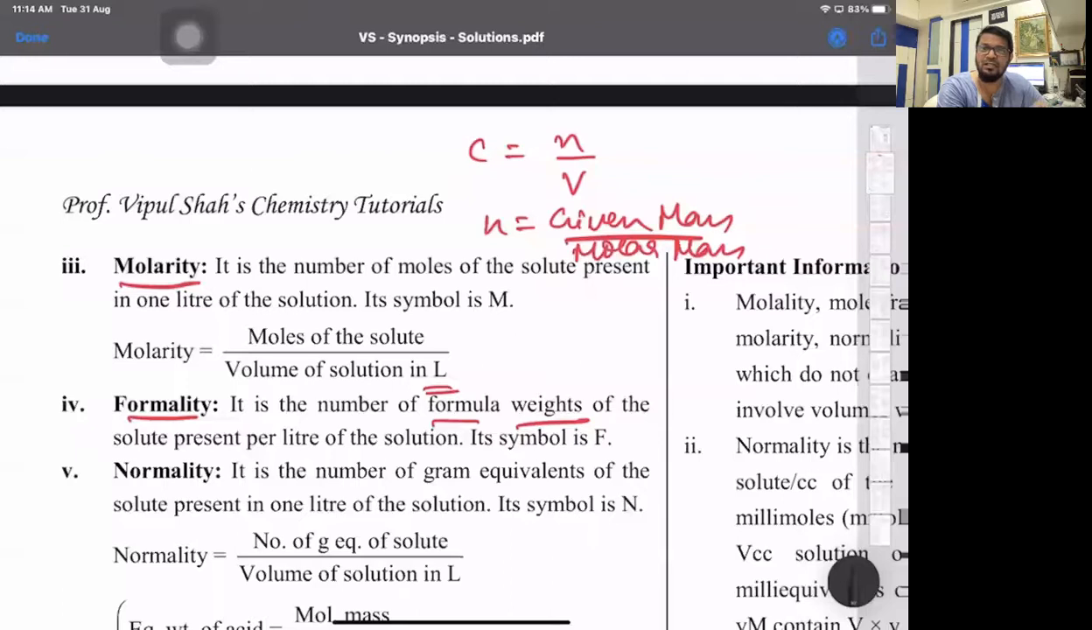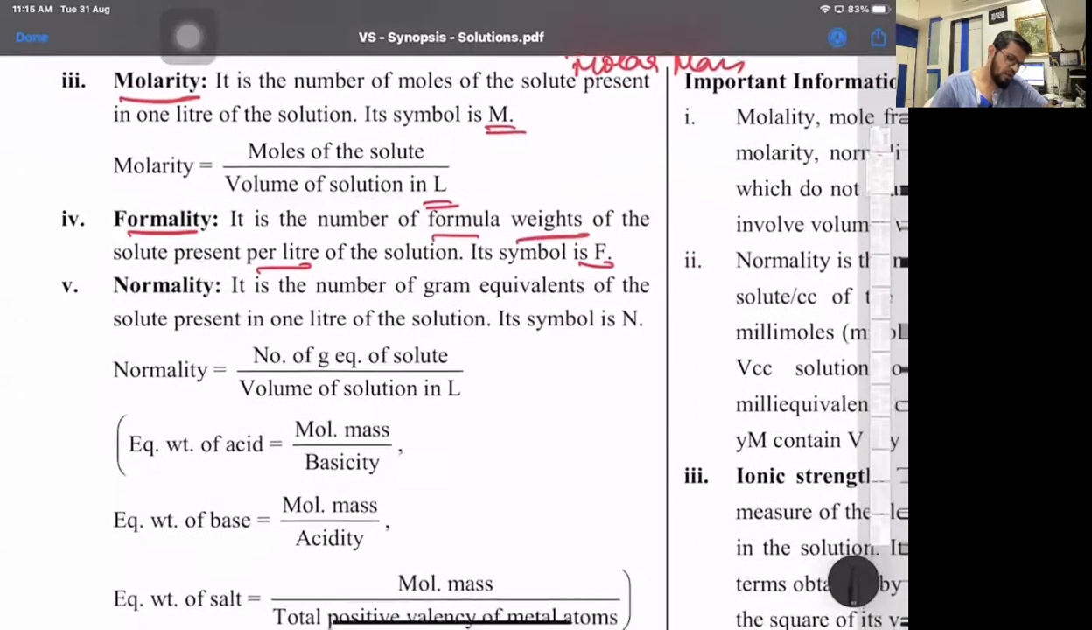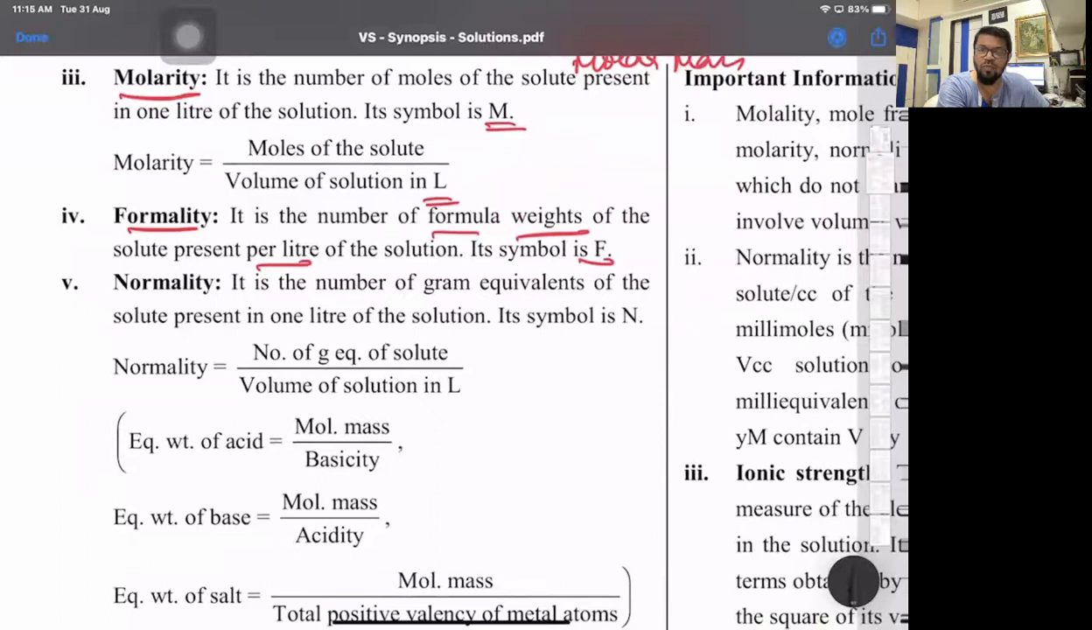So the formula mass, NaCl exists as NaCl only. So for NaCl, the formula mass and the molar mass are the same. So molarity, moles present per liter. Formality, formula weight dissolved in 1 liter of solution is called a formal solution. Molarity is M, moles per liter or moles per dm3. 1 liter is 1 dm3. Then comes normality. Normality is nothing but the number of gram equivalents of the solute present in 1 liter of a solution.